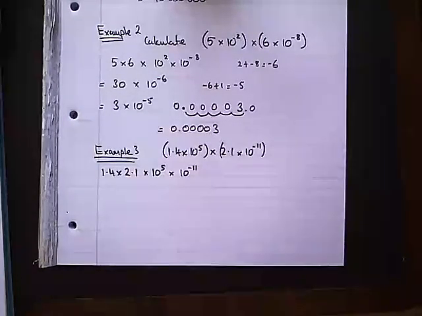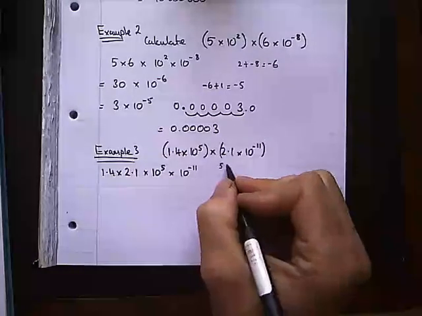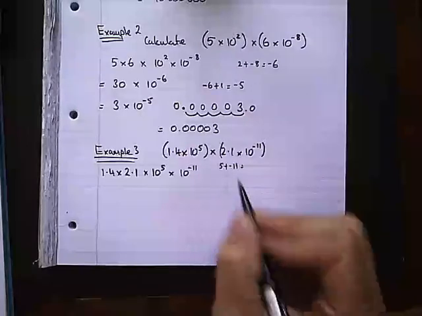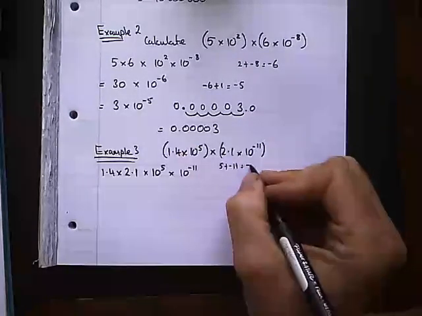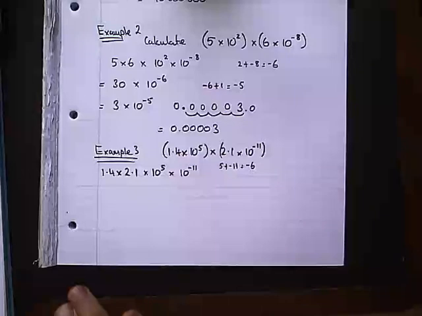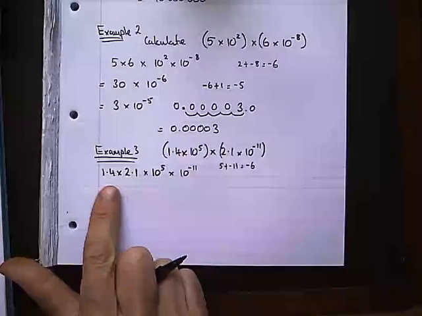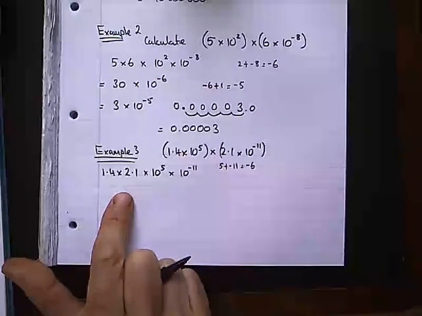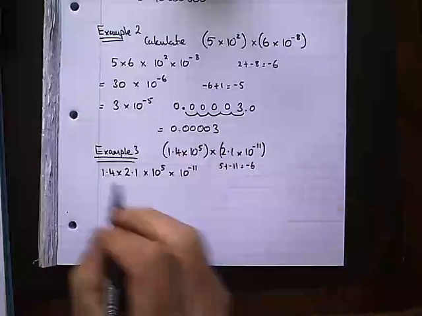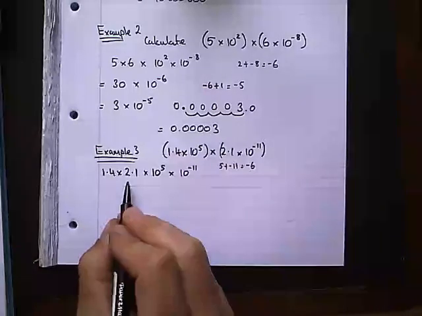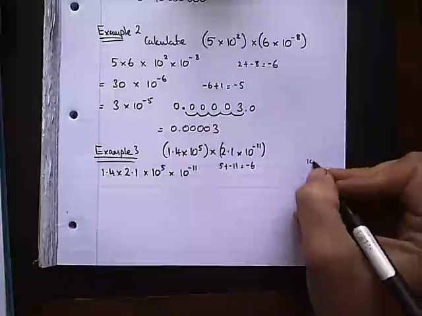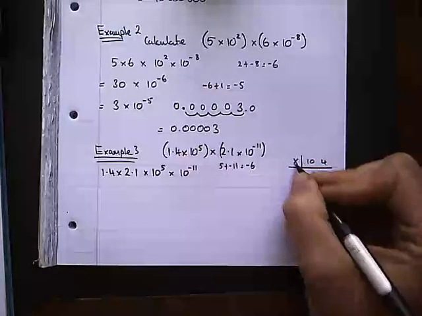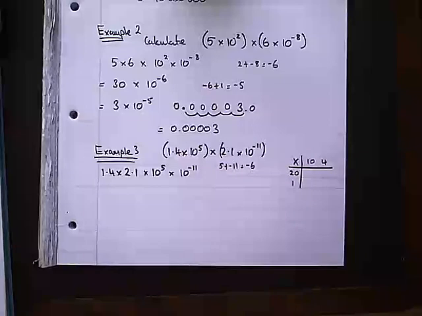Okay, 5 plus minus 11, sorry. That's going to be 5 take away 11. So that gets you minus 6. So what we need to work out is 1.4 times 2.1. That might be a bit tricky. So what we need to do is we need to do our grid method. So I ignore the decimal points. That's 14 times 21. 14 times by 21. I need to work this out.